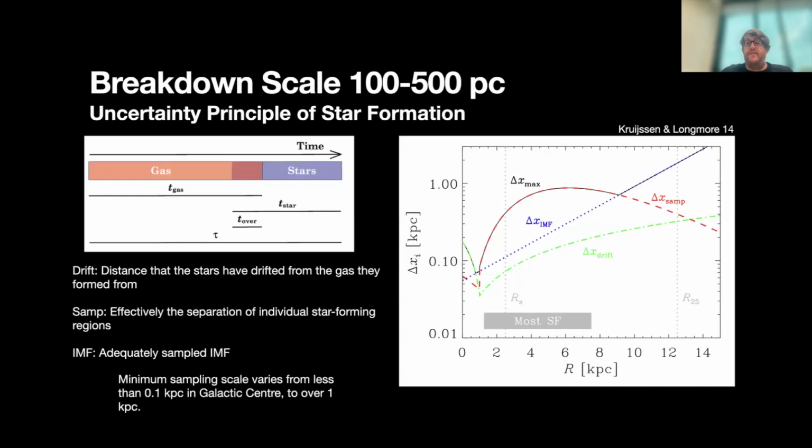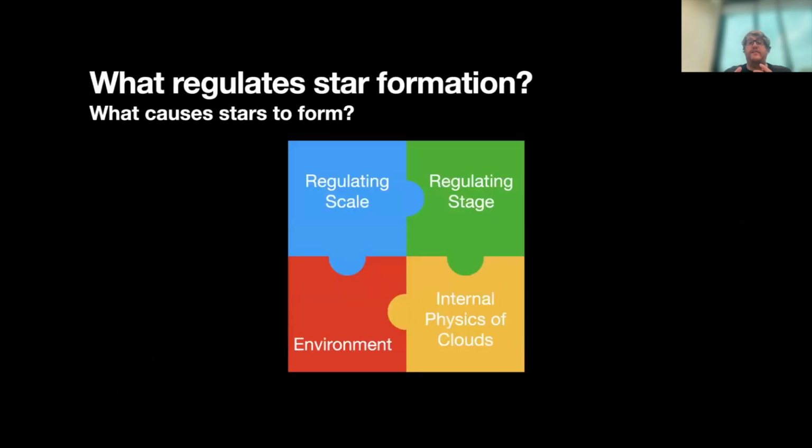So that brings us to the question that we want to ask, which is what regulates star formation, and, as I say, the very grandiose title that I came up with at the beginning, which is what causes stars to form. And we've got 4 questions that kind of come into a very poorly drawn jigsaw, which is the regulating scale, the regulating stage. So I will talk through what I mean by these 2 things in the next few slides as an introduction as to what we've got.